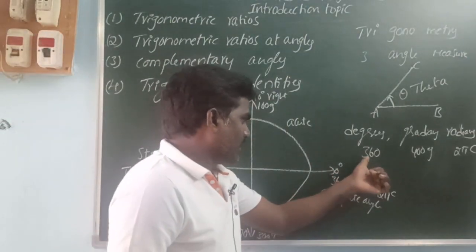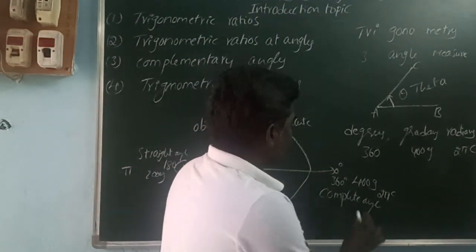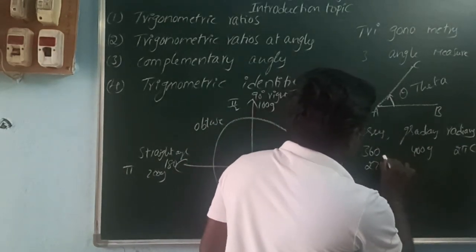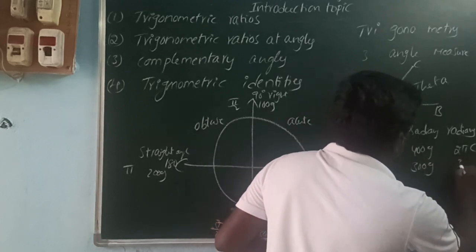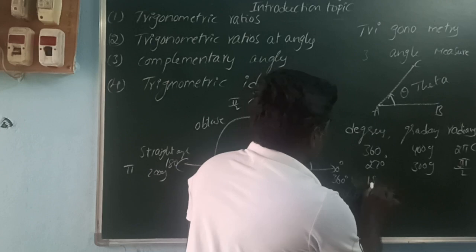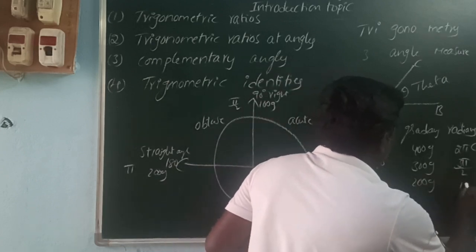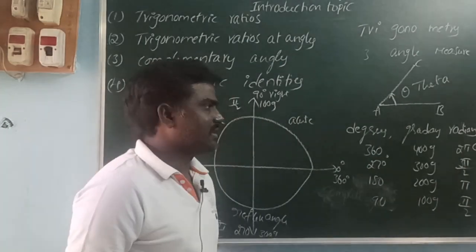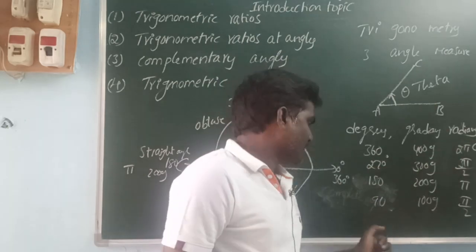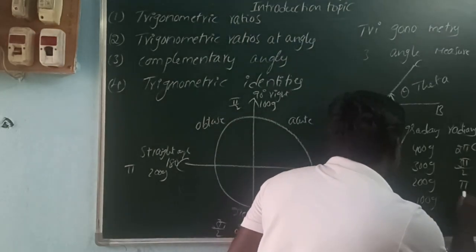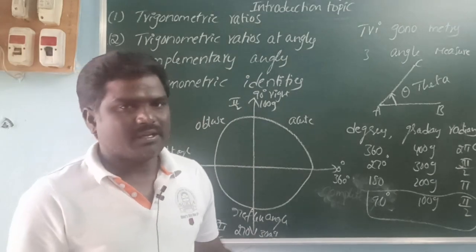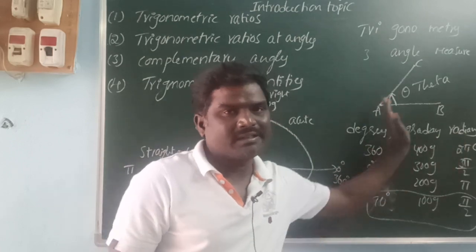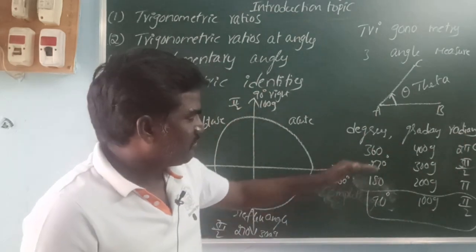Next, 270 degrees is 300 gradients, here 3 pi by 2 radians. 180 degrees is 200 gradients, pi radians. 90 degrees is 100 gradients, pi by 2 radians. So this is the relation between degrees, gradients, radians: 90 degrees, 100 gradients, pi by 2 radians. By using this relation we can convert degrees to gradients and degrees to radians. So this is the measurement of angle.